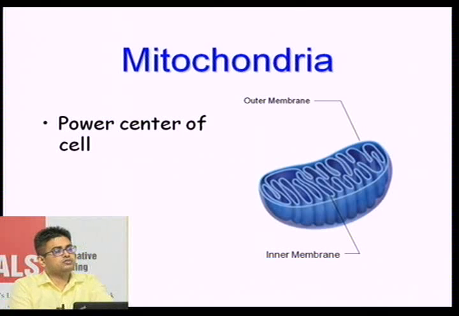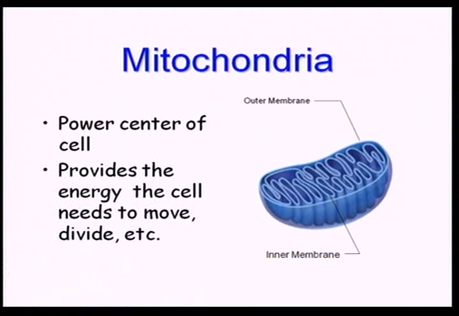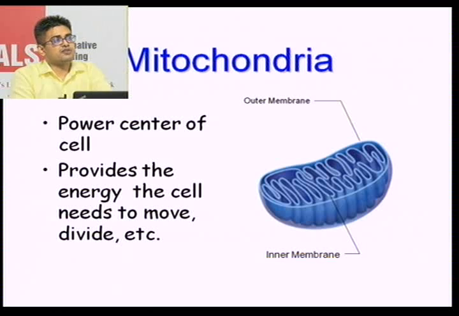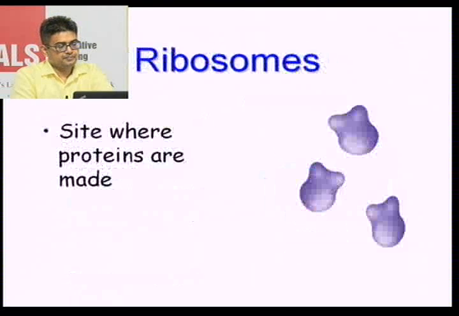It's the power center of the cell. It provides the energy to the cell for everything. Okay, so it's a power control center of the cell. Without the mitochondria, you cannot have anything. Mitochondria is a basic control point because it controls the energy requirement of the whole cell. Okay, you can compare it to the electric company of the city or the cell, right?